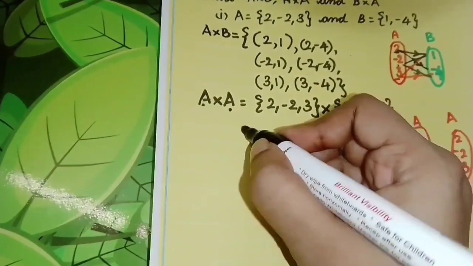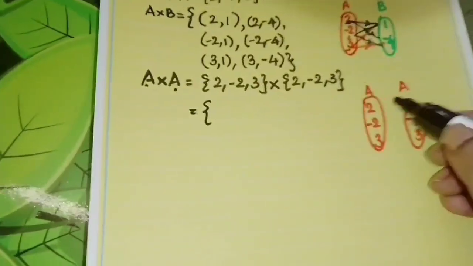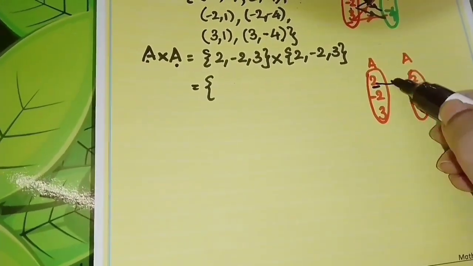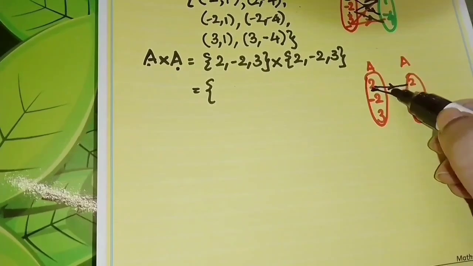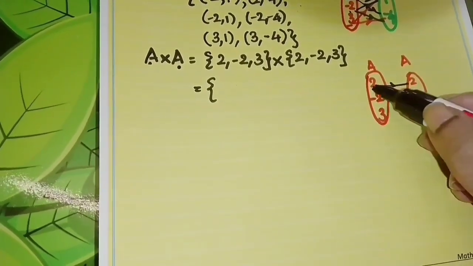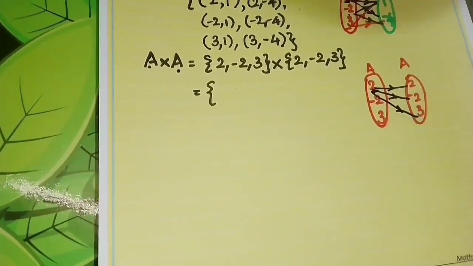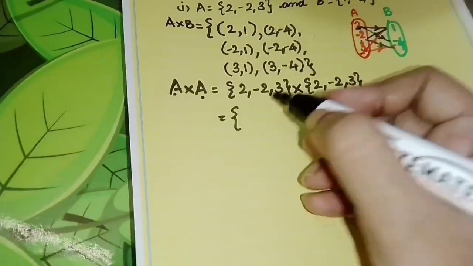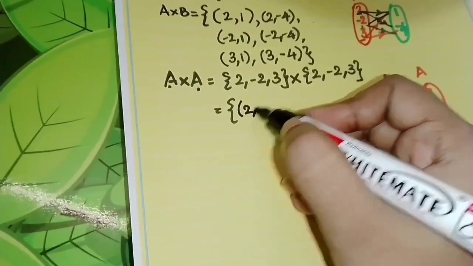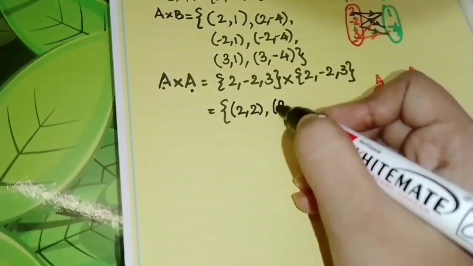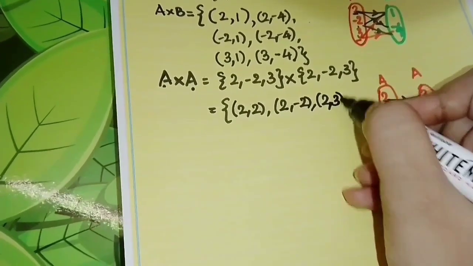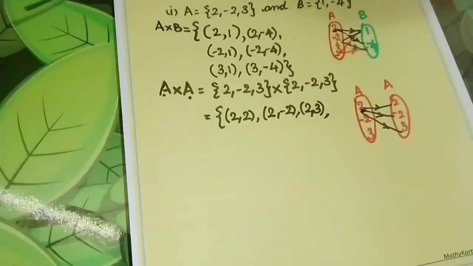Yes. So first we are going to form pair with set 2. So set 2 will be pairing with 2. The element 2 will be pairing with minus 2, and the element 2 will be pairing with 3. So what are the possible pairings with the element 2? It's nothing but 2, 2, 2, minus 2 and 2, 3.